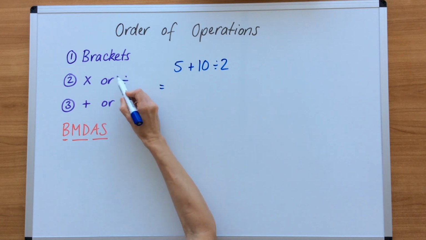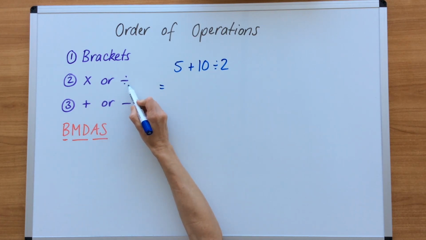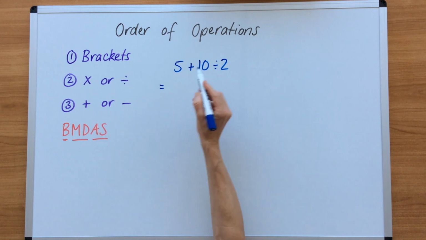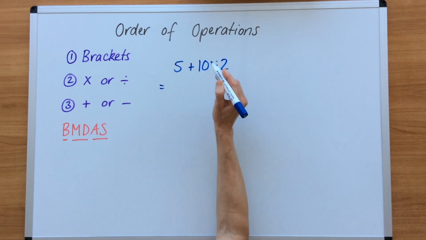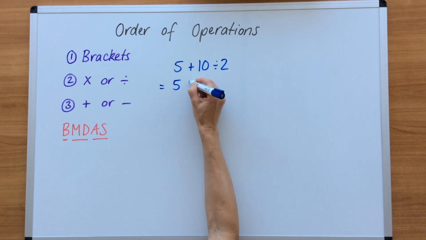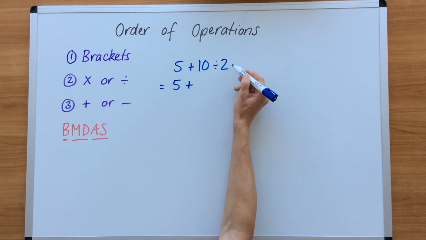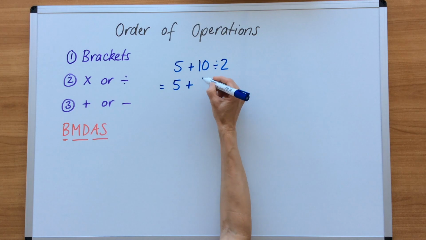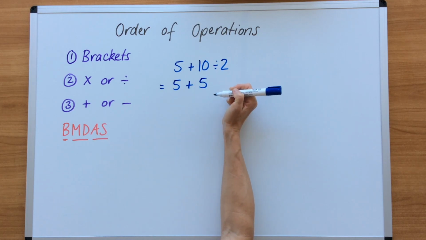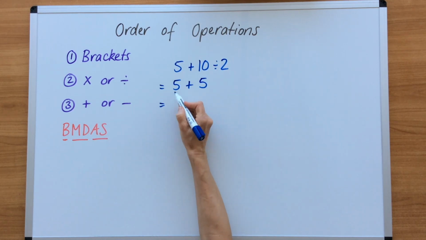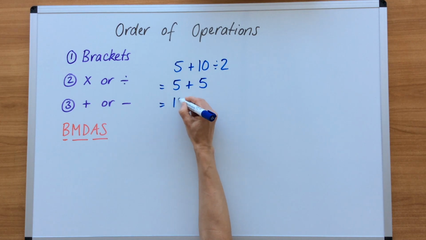Well, in my order it tells me that multiplication and division must come before addition and subtraction, so I must work this here. Because I'm not doing anything with the 5 and the plus yet, I drop it down and I work the division first. 10 divided by 2 equals 5. And now all I simply do is answer 5 plus 5 and that equals 10.